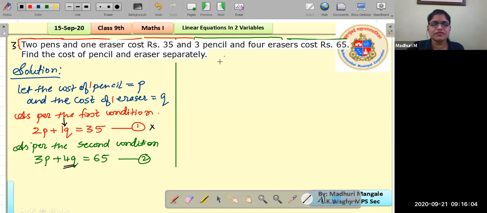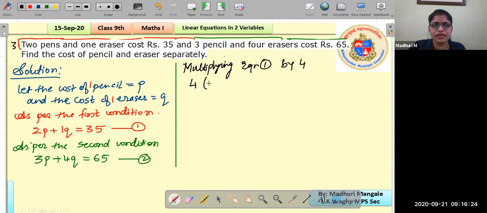Okay, so how do we begin? We start with writing out that step in words. We are multiplying equation 1, sorry, not equation 2, equation 1 by 4. So what are we doing? We are multiplying equation 1, that is 2p plus 1q equals 35. And how do we multiply? We have to multiply 4 to each term. So 4 times 2p will be 8p plus 4 times 1q, that will be 4q, equals 4 times 35. What will that be equal to? So 4 times 35 will be 140. Check, is that right? Yes, that is right. So this is equation 3.